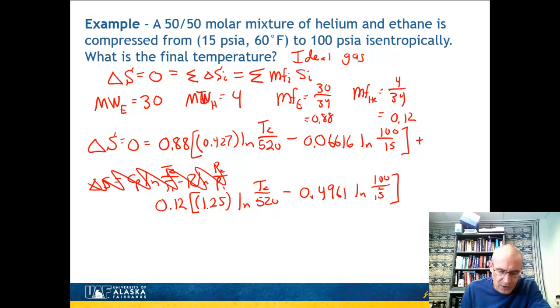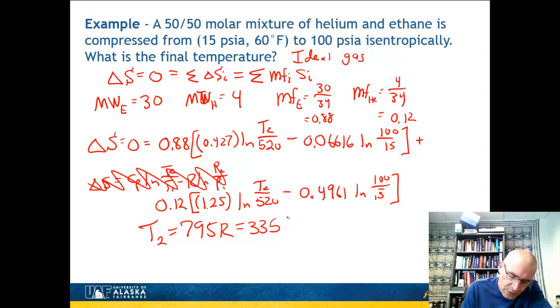And so now I can go ahead and just solve that equation there for T2, probably a little easier in an equation solver, but for your calculator, if it's programmable. T2 is about 795 Rankine, and that's about 335 degrees Fahrenheit. So it changes about 300 degrees. So maybe my assumption of a constant heat capacity wasn't entirely correct, but at least it kind of shows you how you can go ahead and do this for gas mixtures that are ideal.